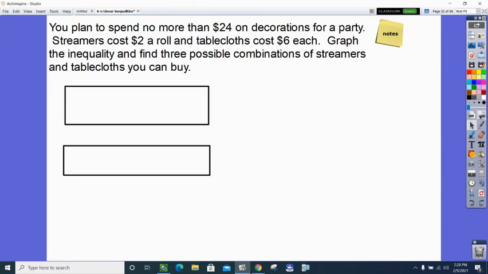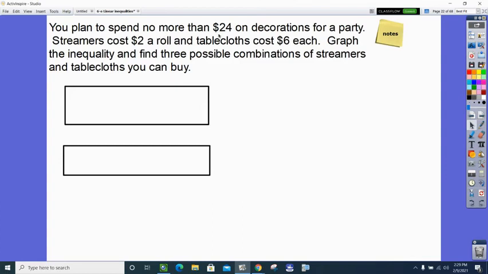So one last thing. Where is this used in the real world? We're going to do a real world graph of an inequality. To be perfectly honest, a lot of times inequalities make more sense in the real world than the equation. So, you plan to spend no more than $24. You don't think you're going to go in the store and come out with exactly no change, but you do have an upper limit on your budget. So inequalities make a little more sense in the real world.